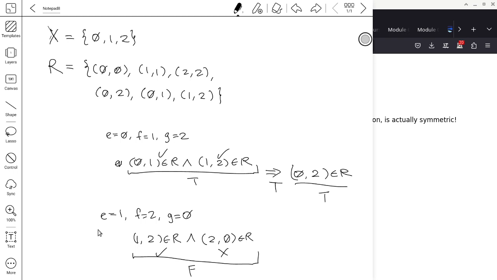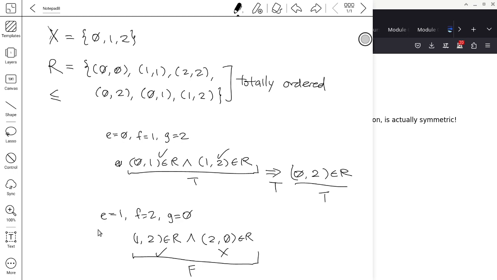All right, so let me just write the conclusion here. So this particular R is totally ordered. Which is kind of weird, because if you look at it, why is it totally ordered? I can see, oh, okay, I guess the less than or equal to would do this, right? So if you look at this R as the less than or equal to, that kind of makes sense.